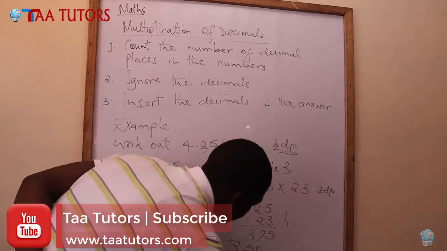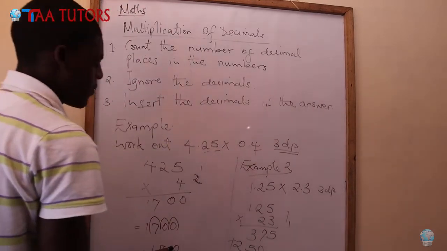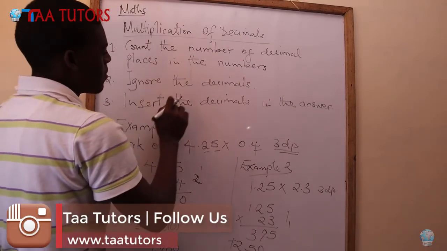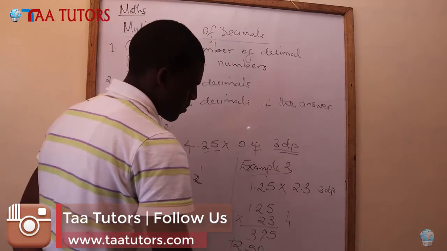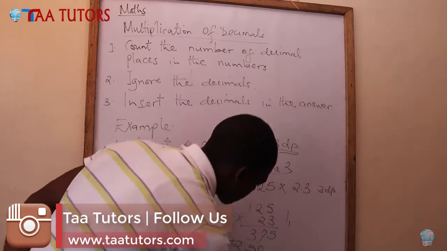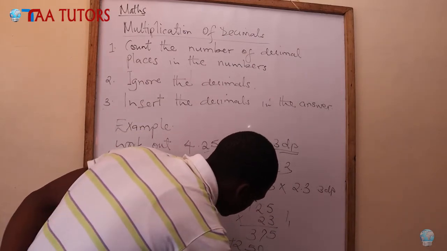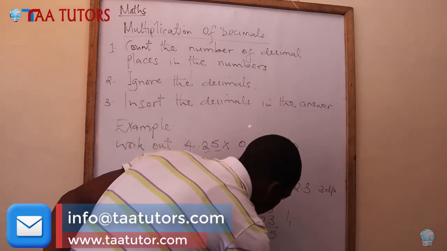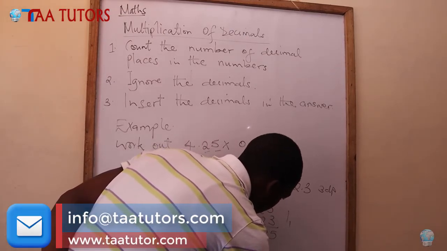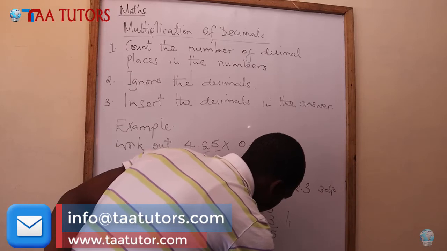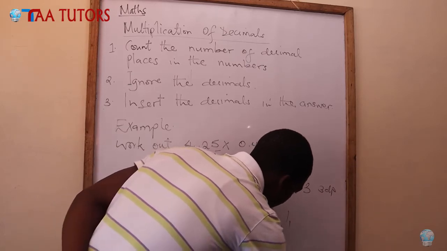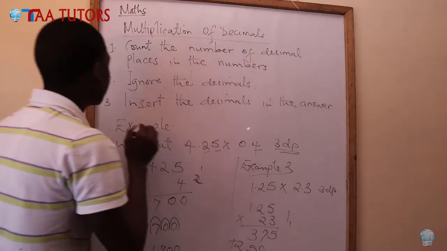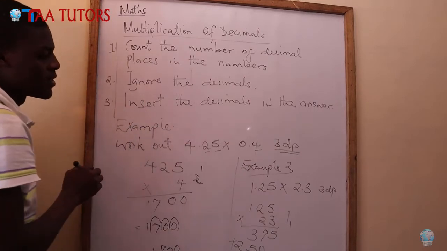But that is not our answer, because we've said that for us to find the answer, we insert back the number of decimal places we counted. So when we have 3 decimal places, we insert them 1, 2, 3. Our answer here will be 2.875. When you follow these 3 steps, it becomes simple.